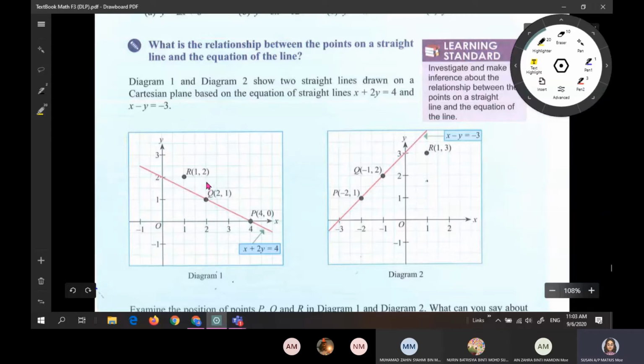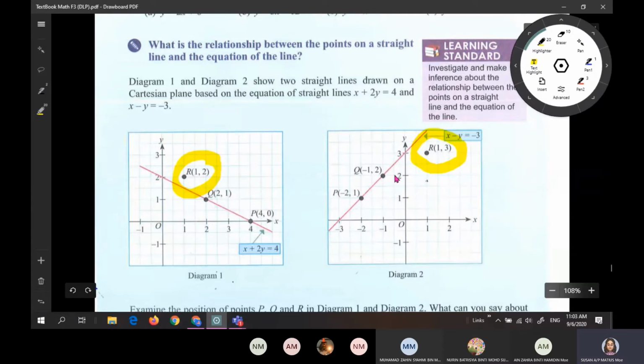Let's look at diagram 2. I'm going to put a question: what does it mean when the point is not on the line? The same thing goes in diagram 2. Point P and point Q are on the straight line, but point R is not on the straight line. So what does it mean for points to be on the straight line and not on the straight line?